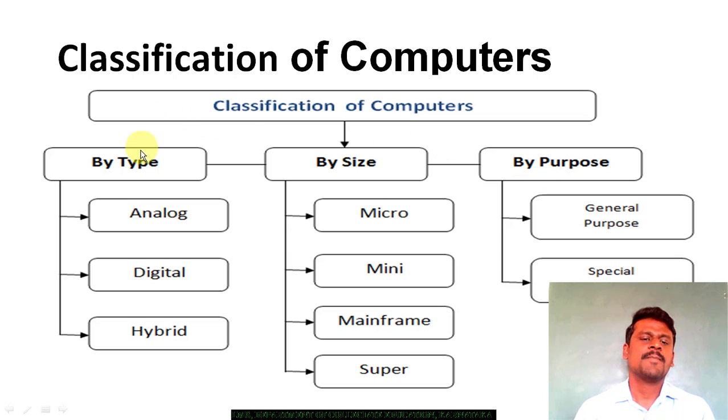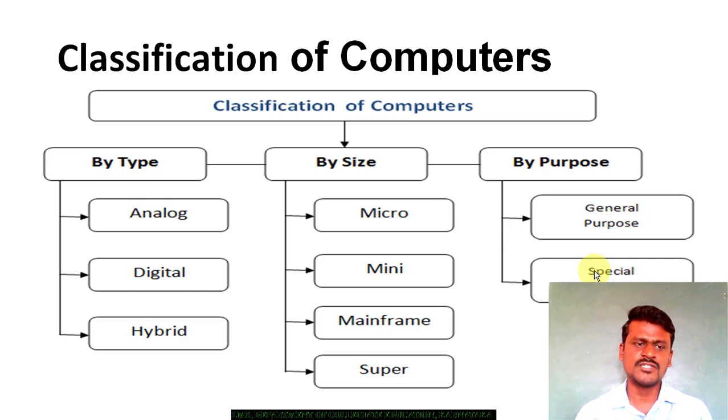And classification of computers by type is again divided into 3 types, that is analog computers, digital computers and hybrid computers. Classification of computers by size is again divided into 4 types: microcomputers, mini computers, mainframe computers and super computers. And the last one, classification of computers by purpose, is again divided into 2 types. One is general purpose, the second one is specific purpose, right? We will see these classifications one by one.